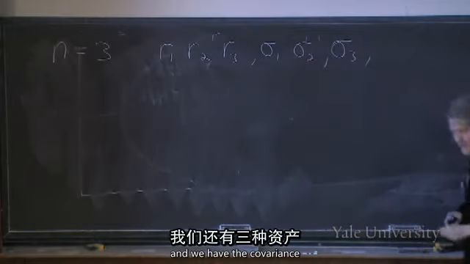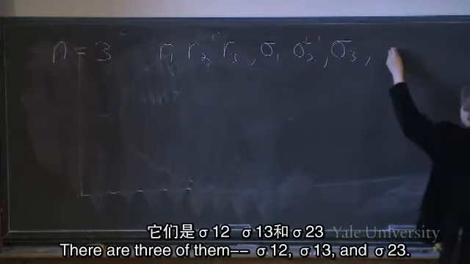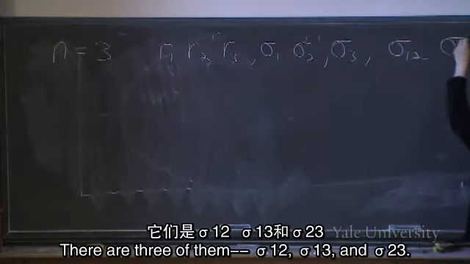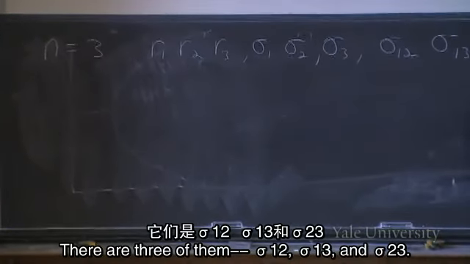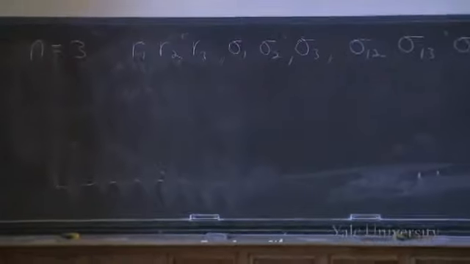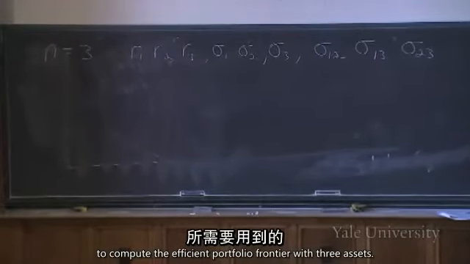And then we have the covariance between the returns on the 3 assets. And there's 3 of them: sigma 1,2, sigma 1,3, and sigma 2,3. Okay? And that's what we have to know to compute the efficient portfolio frontier with 3 assets.